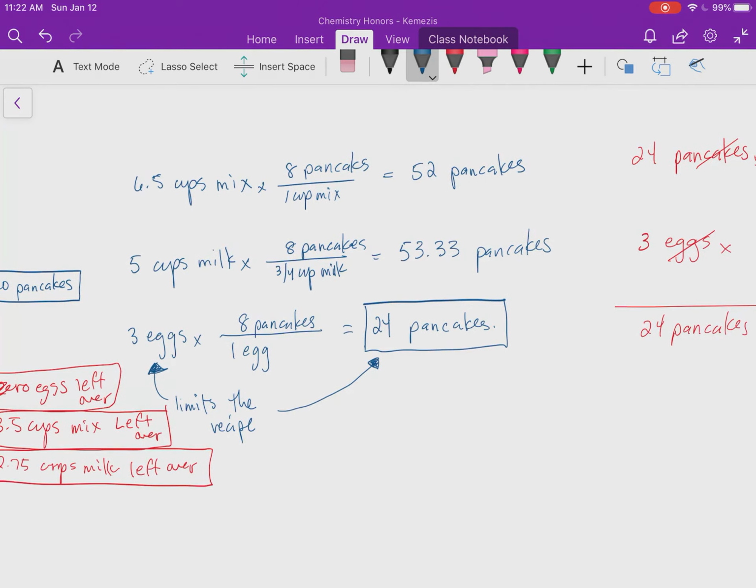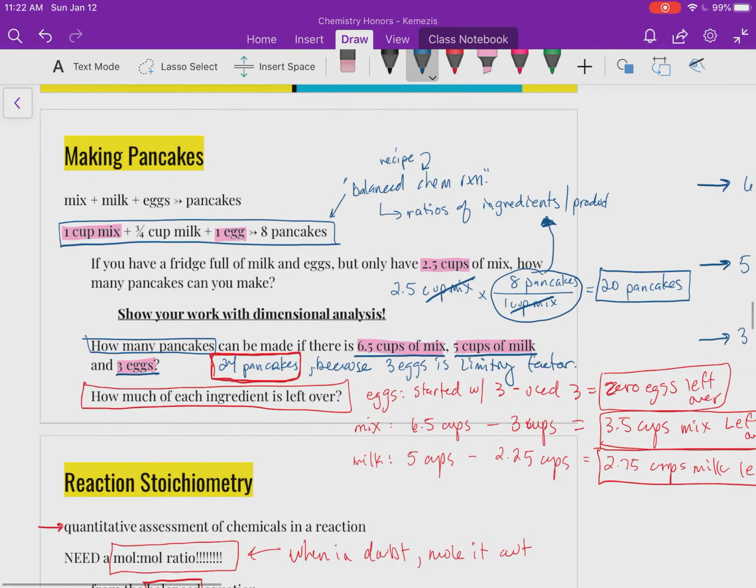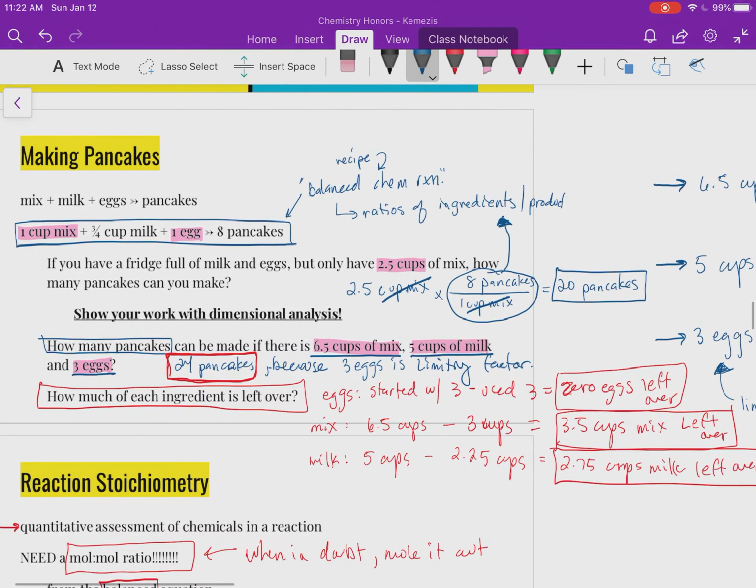And when you start your dimensional analysis with that amount, we're saying if all of that 6.5 cups of mix are used, how many pancakes can I make? When all of the 5 cups of milk are used, how many pancakes can we make? When all of the 3 eggs are used? Now, I'm not always going to use all of it because I am beholden to the ratio in our recipe. In cooking you can obviously mix up your ratios and not get the desired product. In chemistry, it is more stringent.